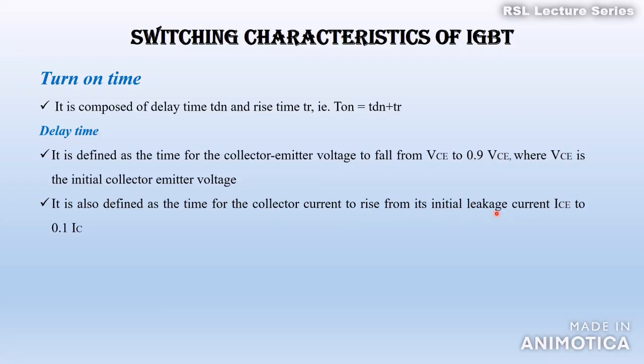So initial leakage current is the minimum value of current flowing through the device, the ICE, to 10% of its final value. That is IC. IC is the final value of the current.